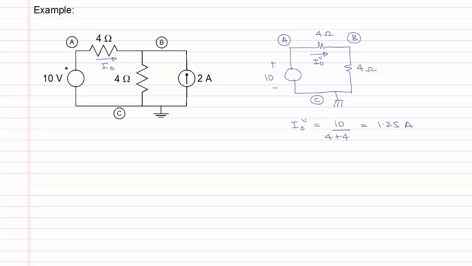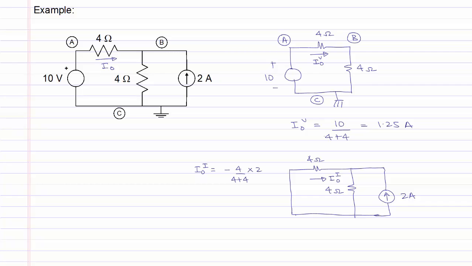Next, we will switch off the voltage source and switch on the current source. The circuit will now look like this, and the current, which is the response that we are looking for, is I0 with the superscript of I, to indicate that it is due to the current source only. We can identify this circuit as a current divider, and I0 of I will be equal to minus 4 over 4 plus 4 multiplied by 2 amperes, which will give us minus 1 ampere.